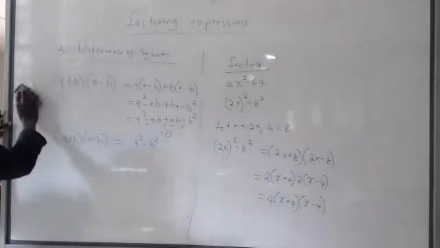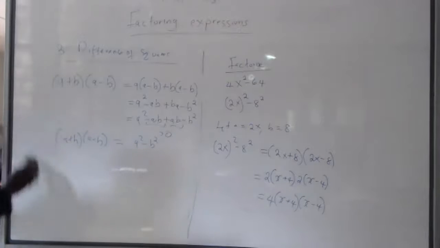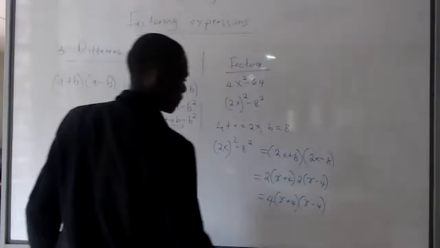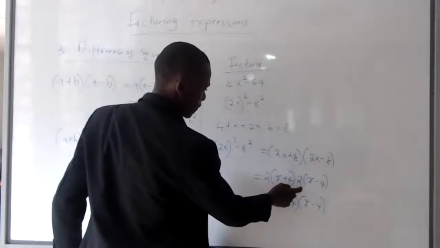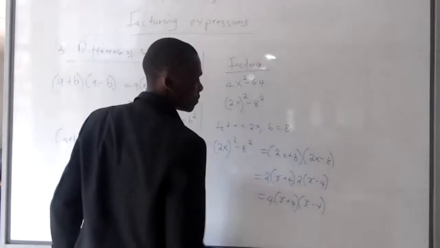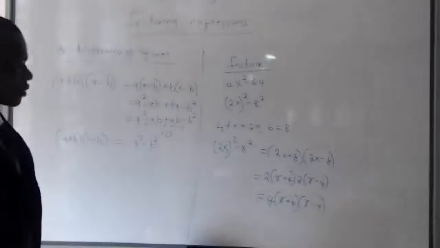Second example. Excuse me, sir. Yes. Can you end it at 2 in brackets x plus 4 and 2 in brackets x minus 4, or is it a must for you to end it at 4? Can you end it there? You can end it here, it's okay, there's no problem. Oh, okay. Yes.